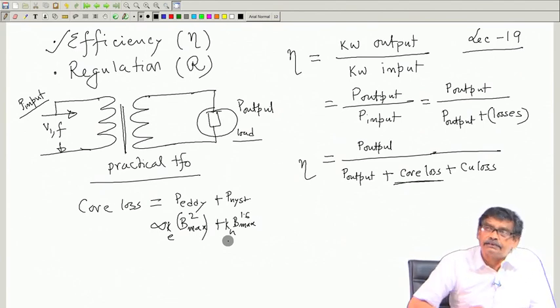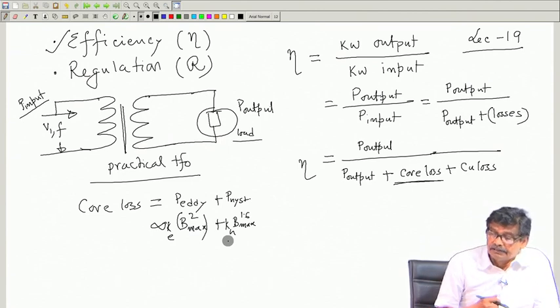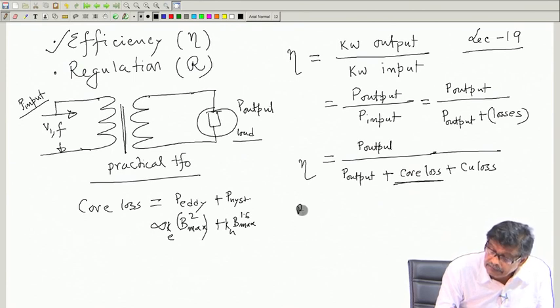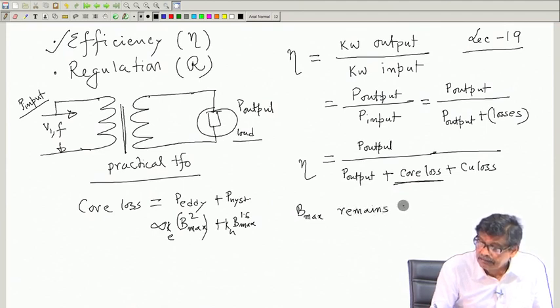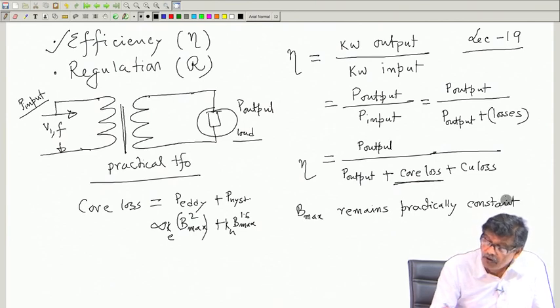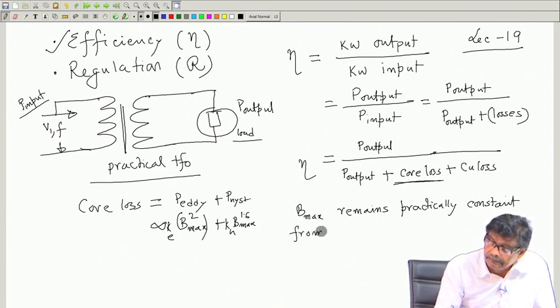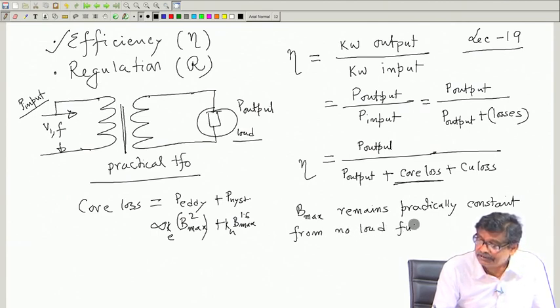So, the level of B max is a crucial factor. Now, we know that B max remains practically constant. This I also pointed out earlier, it remains practically constant from no load to full load condition.